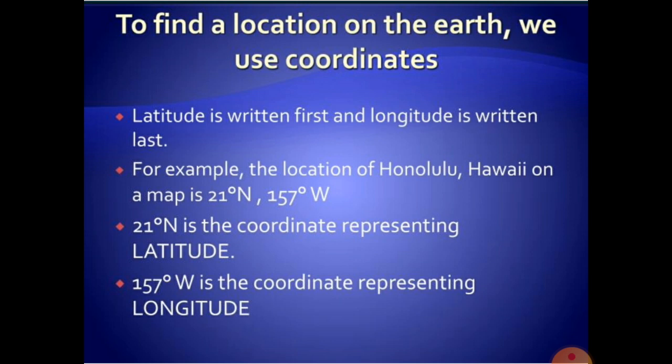See, for example, the location of Honolulu, Hawaii on a map is 21 degrees north, 157 degrees west. It means on the latitude 21 degrees north we have to look, and on the longitude 157 degrees west. Now here 21 degrees N is the coordinate representing the latitude, and 157 is the coordinate representing the longitude.